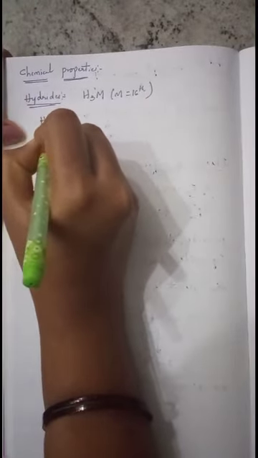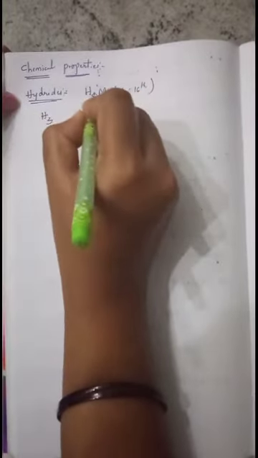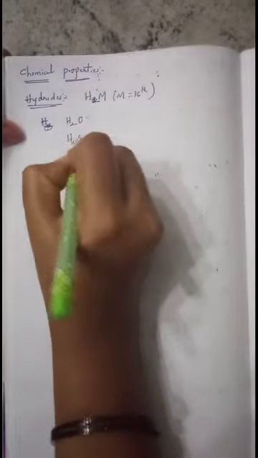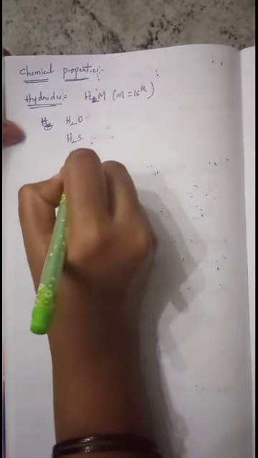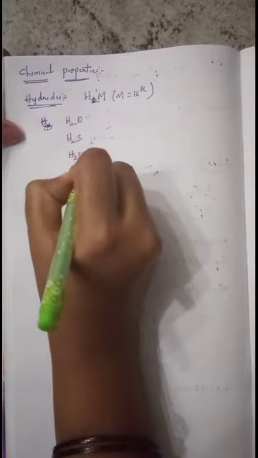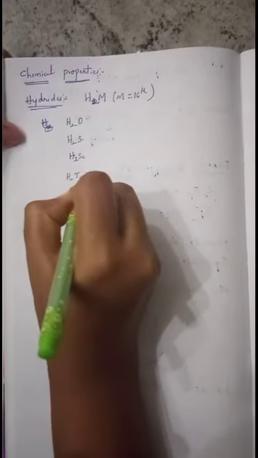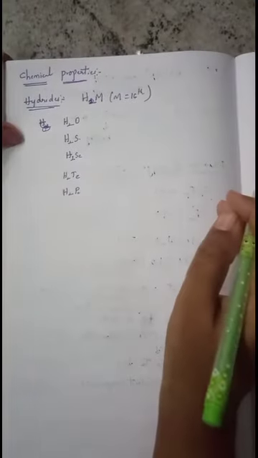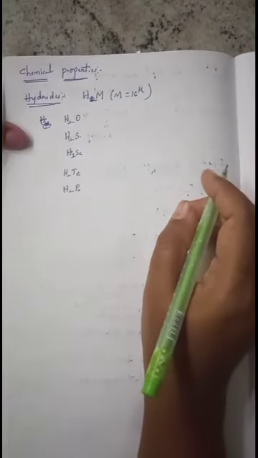Example: we take in place of M, oxygen, it is H2O. When sulfur reacts we get H2S, and H2Se, H2Te and H2Po. So these are the different types of hydrides formed by the 16th group elements.